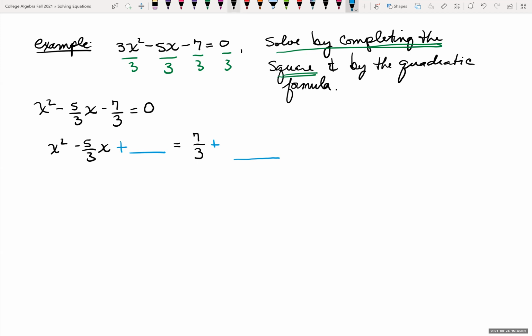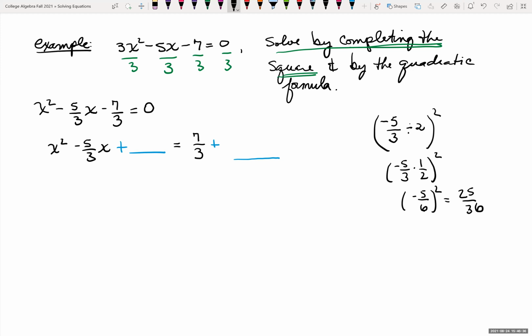Again, I think it's a little harder when we're figuring that out when that b value is a fraction. So negative 5/3 divided by 2, or negative 5/3 times 1/2, and square it. This gives us negative 5/6, and squaring that gives us 25/36. So this is the number we want to add to both sides of the equation.